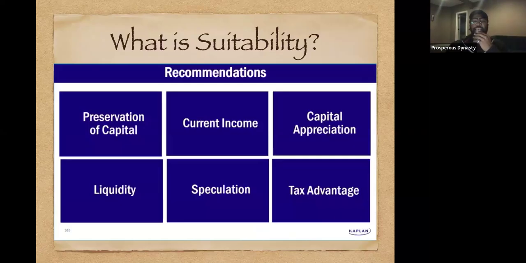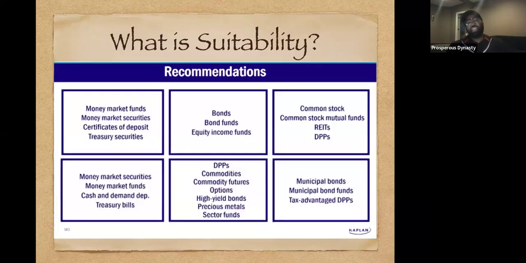So this is actually out of Kaplan, and it's in the 65 videos. It has those different suitability recommendations: preservation of capital, income, capital appreciation and growth, speculation in the middle, liquidity, and then tax advantages. This is a list of those things, so when you get further along, you'll start getting to some of these other things.